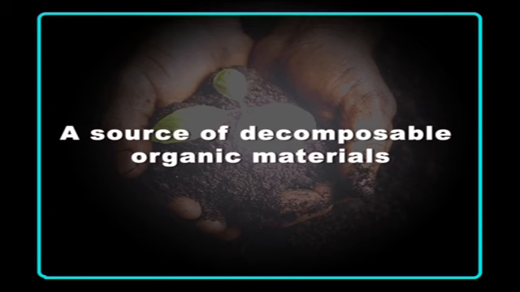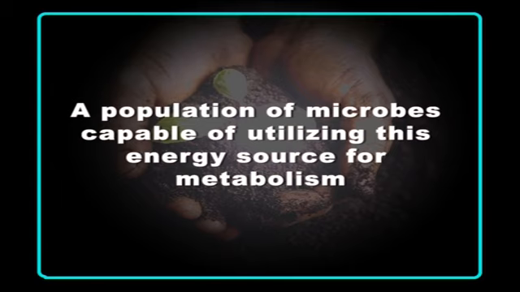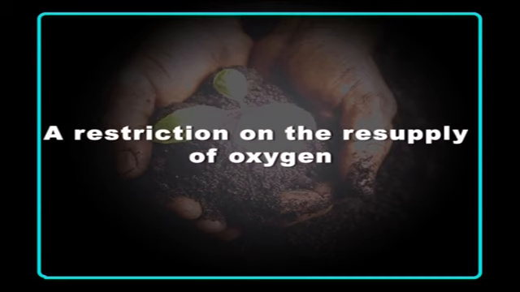Processes which reduce oxygen levels and decrease redox potentials are driven by microbial consumption of oxygen. Conditions necessary for lowering redox potentials include a source of decomposable organic material, a population of microbes capable of utilizing this energy source for metabolism, and a restriction on the resupply of oxygen. These requirements are not uniformly distributed in soils and sediments. Thus, redox reactions and redox potentials are not uniform throughout the soil matrix. In fact, redox potentials are highly variable and therefore are best used as an indication or relative status of the soil.